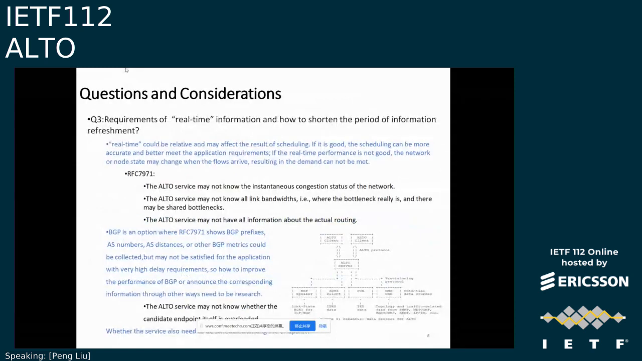And the last question is about requirements of real-time information, how to shorten the period of information refreshment. So real-time is an important factor in the CN framework, and we can find some information in the existing RFC. The auto service may not have the real-time information for the network or the routing. So it's a potential challenge or problem to realize these functions.